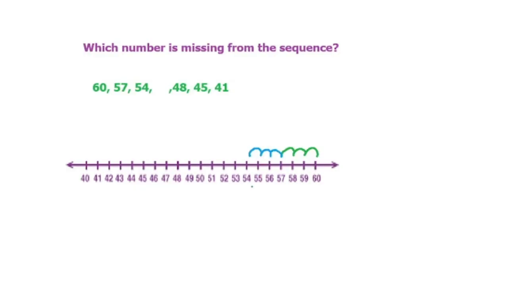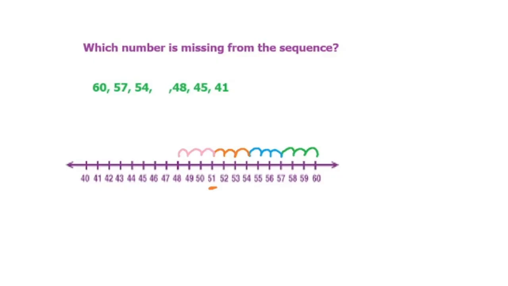Then there's a blank. So let's try to see what happens if we go 3 more. So 1, 2, 3. We're at 51. Let's keep going and see if we hit 48. One, 2, 3. Yeah, 48. So this sequence is going down by 3 units each time. It goes down by 3 each time. So we know that our answer, our missing number, is 51.